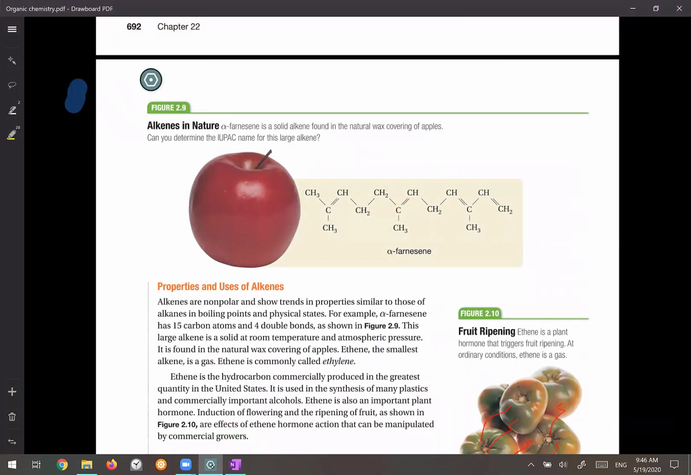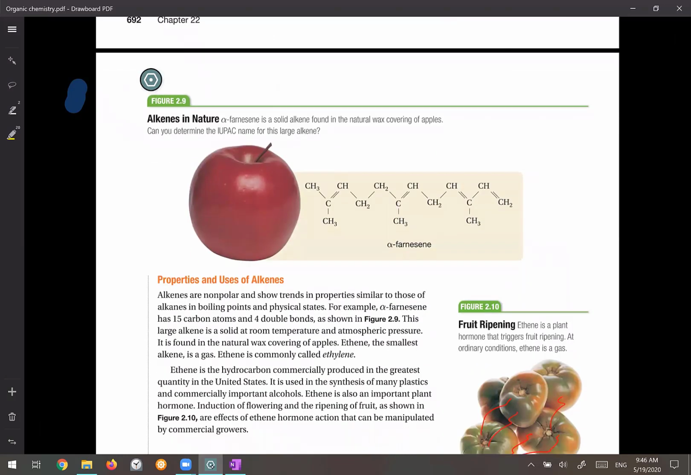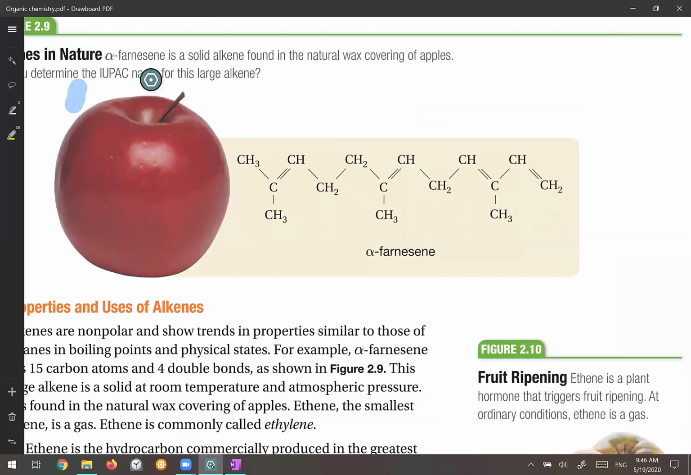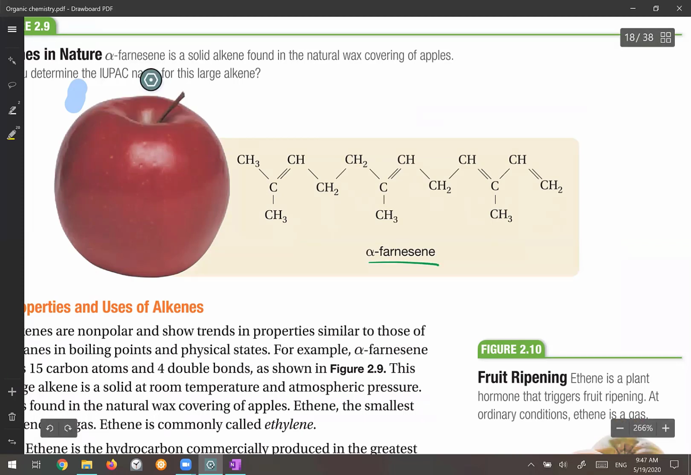Let's go to some examples of the alkene. On page 693, 2 examples of the alkene are given, which you can see in your daily life. The first one is shown here. It is farnesene. The farnesene is an example of the alkene. So this structure of farnesene is given here. You can see that you have a double bond in the molecule. Lots of double bonds. So they are alkenes. This is a long chain alkene.